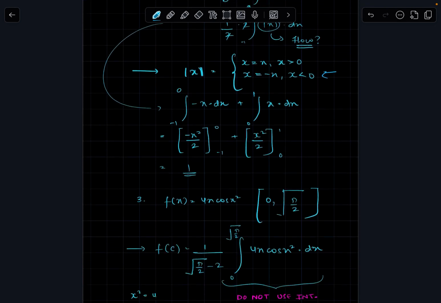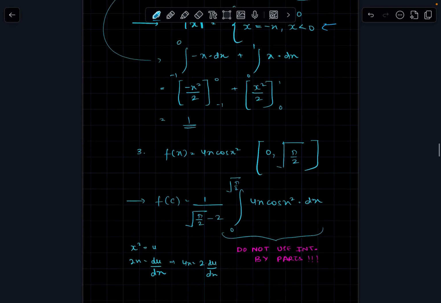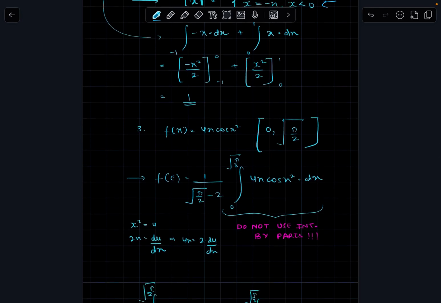So we're going to split the integral: for x less than 0, so -1 to 0, for minus x dx, and we're going to add it to the integral for x greater than 0, that is x dx from 0 to 1. Now we'll integrate it as normal and we'll get the answer as 1.